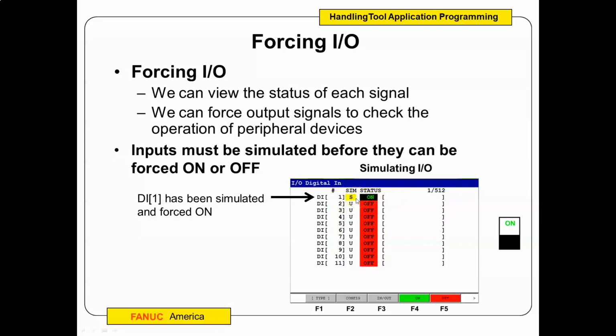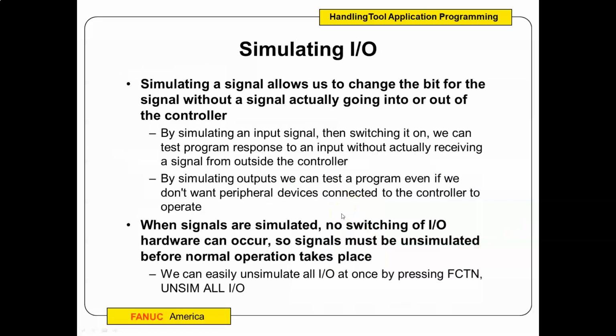Okay, so inputs must be simulated, and do that. We'll go over a little bit how to do that. When you go to that arrow, the simulate option will come up. Again, it changes a bit without actually going in or out of the robot. It's usually used for testing before you have hardware in place, or if you don't want the peripheral devices to actually operate. So it's more to check logic.